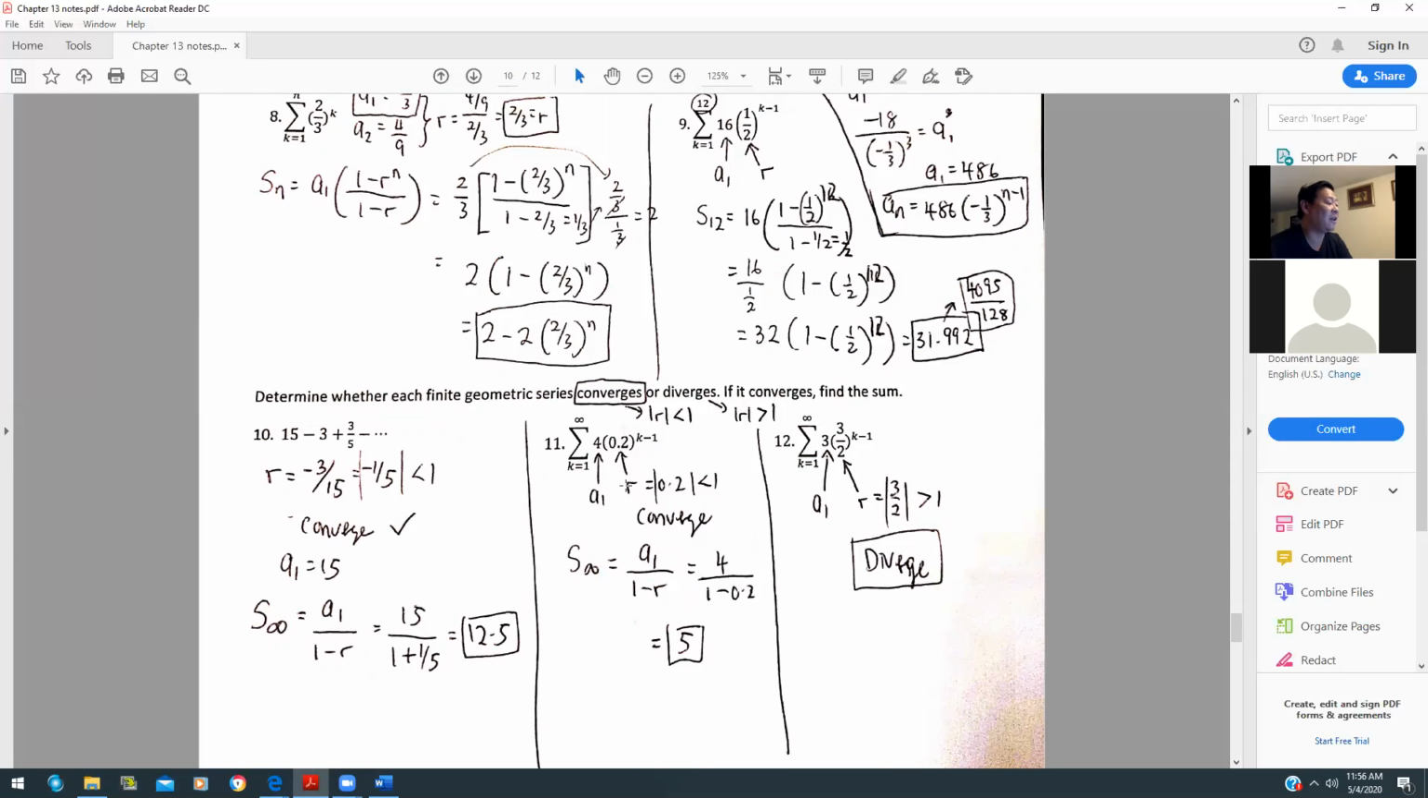Like in this case, your R is 0.2, which is less than 1. So this converges. So your A1 is 4 and your R is 0.2. Your answer is 5 here. But for 12, your R is 3/2, which is more than 1. So this diverges. So if you have a divergent sequence, you cannot find the sum. You can only find the sum when it's a convergent infinite geometric sequence.